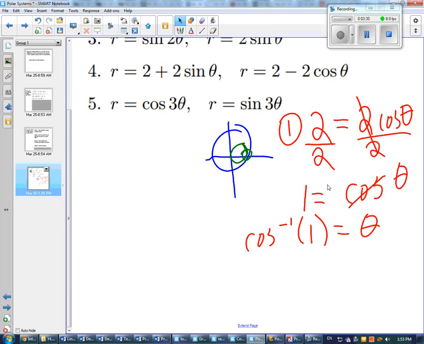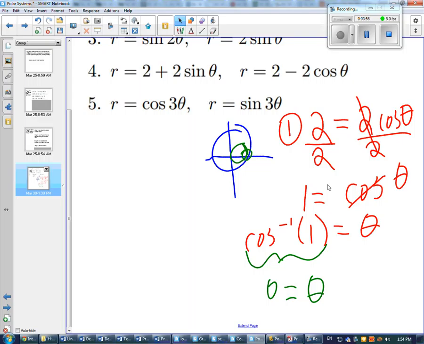If you go to your unit circle, cosine is x-coordinates, and I know that the angle that has a cosine value of 1 is 0 and 2 pi. You only need to give me answers between 0 and 2 pi. 0 and 2 pi are the same angle, so there's no need to write that one twice. So for the first one, the angle 0 is the correct answer.